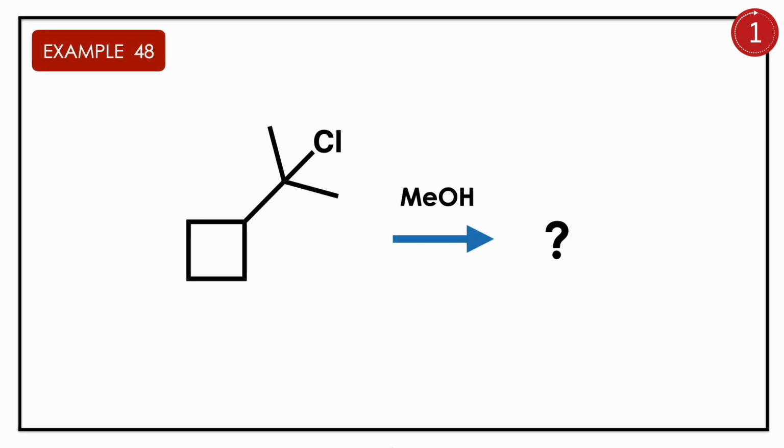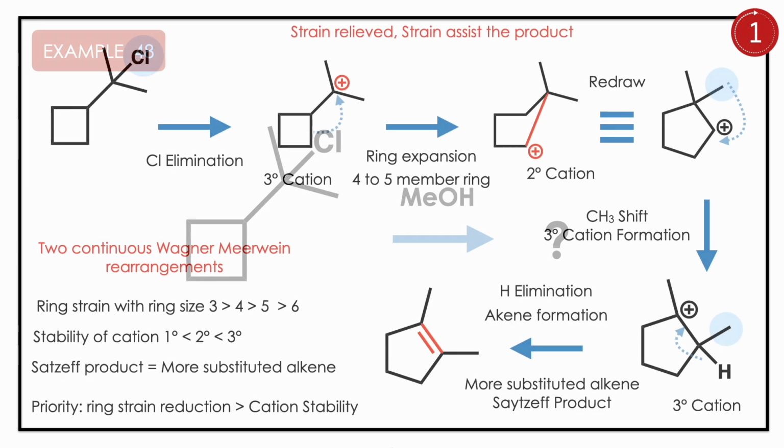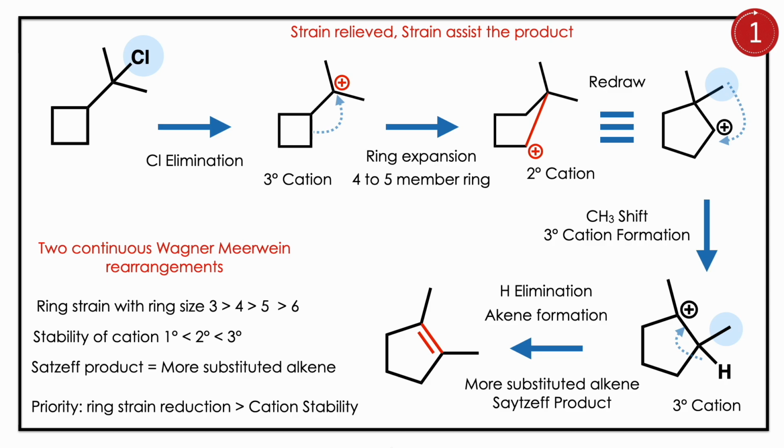Then the next example, you have cyclobutane with a side chain having chlorine and 2 methyl groups. You are using methanol, and you have to find what will be the final product. Here you have chlorine in the system. Chlorine is a very good leaving group. It leaves itself, so you have a cation. So chlorine leaves, cation forms. The cation is near a very strained system because cyclobutane has considerable strain because of the 90-degree angle. So it expands.